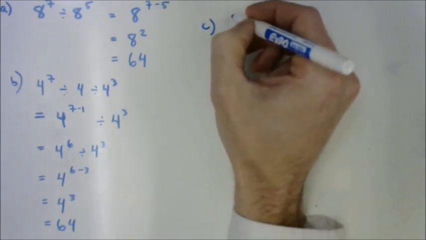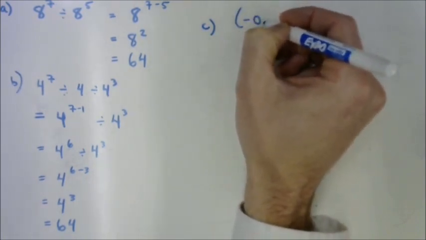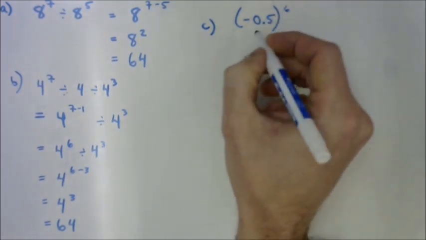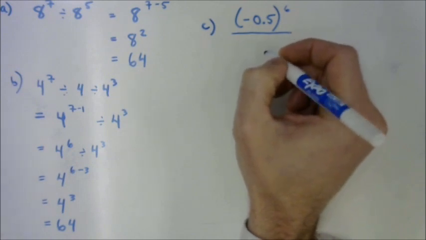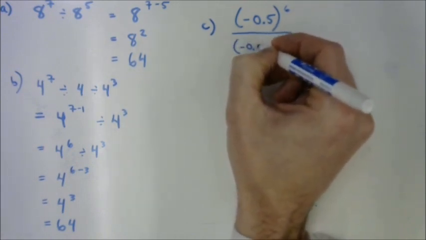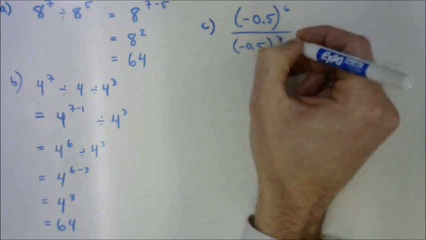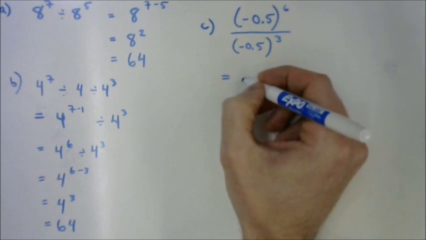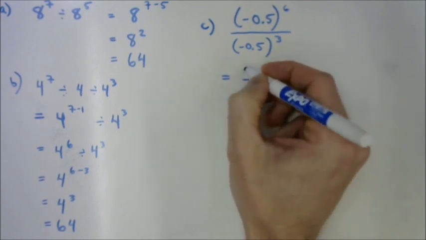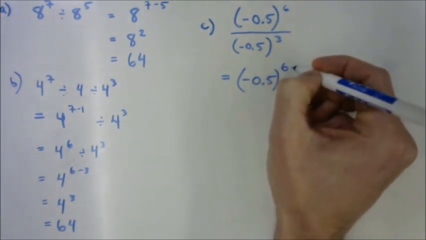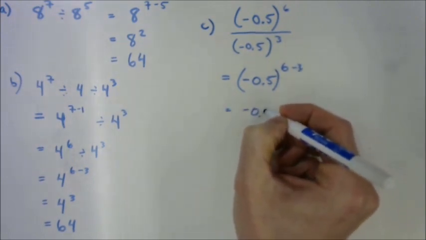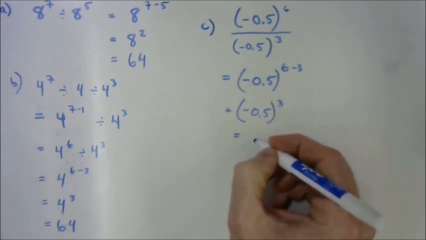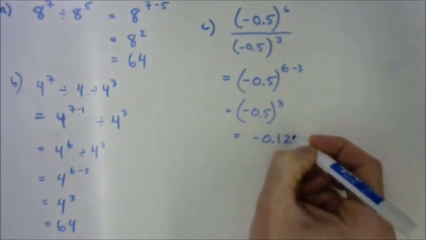C looks really scary. It's a negative decimal. So you've got negative 0.5 to the power of 6, and it's written in fraction form, over negative 0.5 to the power of 3. Now to rewrite this, nothing crazy has to happen. It's still just division using the same base, so we're going to rewrite our base, and our exponent is 6 minus 3. That's negative 0.5 to the power of 3, which is negative 0.125.